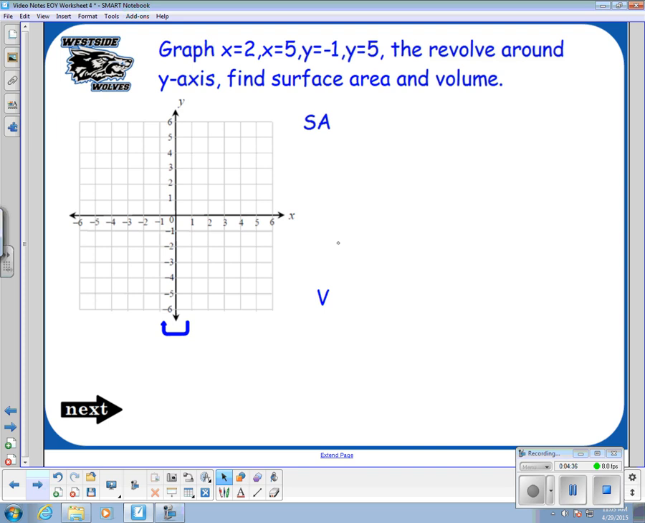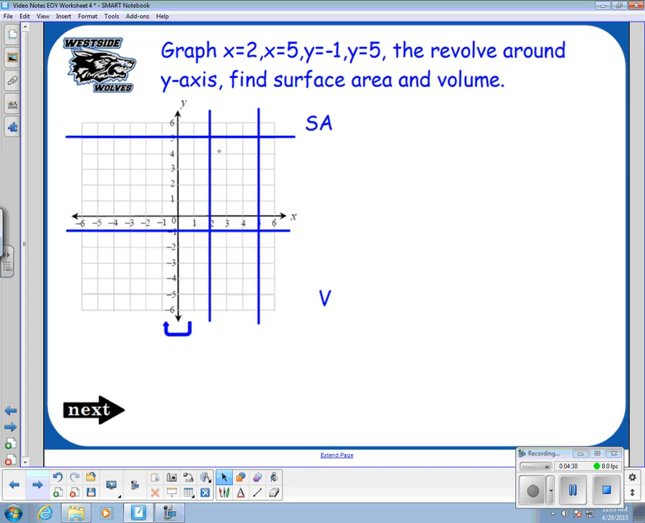Okay, so now that you have those graphed, they should look like this. And so we have this figure, and we're going to revolve this figure around the y-axis. So I always like to draw this little symbol here so that it reminds me which way I'm going to spin this figure, and it also tells me where the center of my revolution is going to be. Okay.